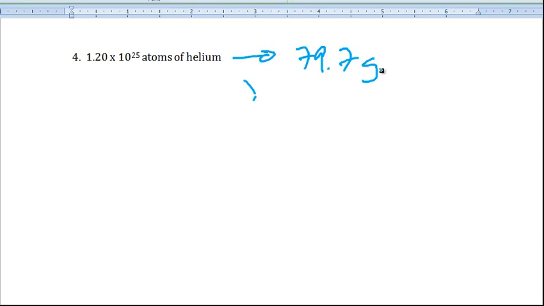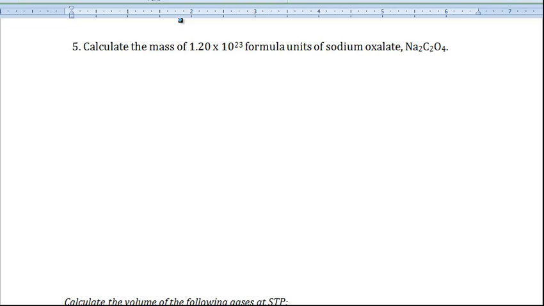All right, moving down, number 4, same approach, and the answer you should get is 79.7 grams of helium. All right. Okay, now let's see here. Number 5 again is pretty similar. If you want to check, make sure you're using the right molar mass.